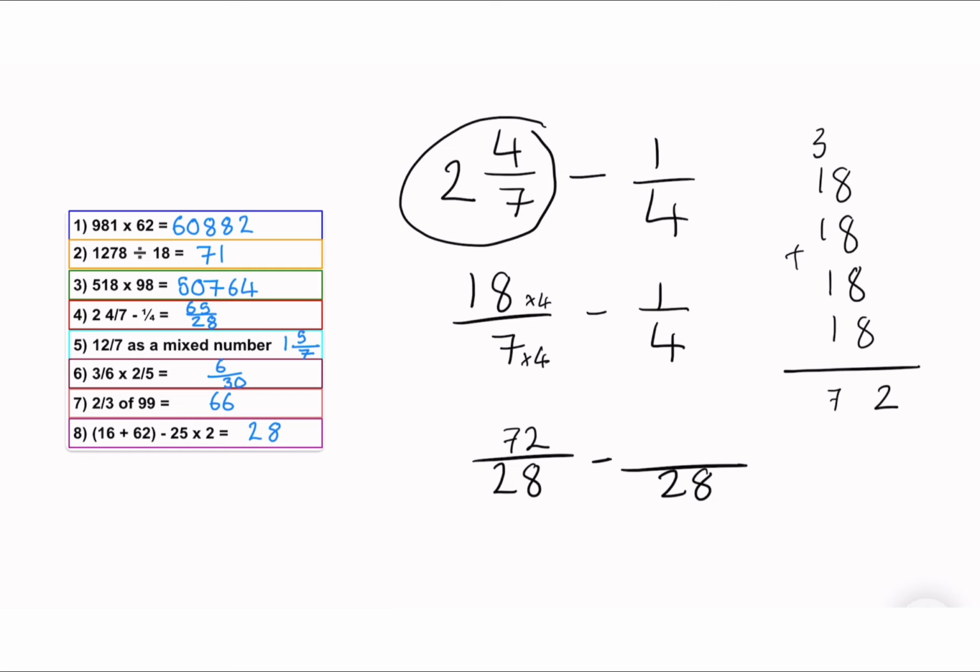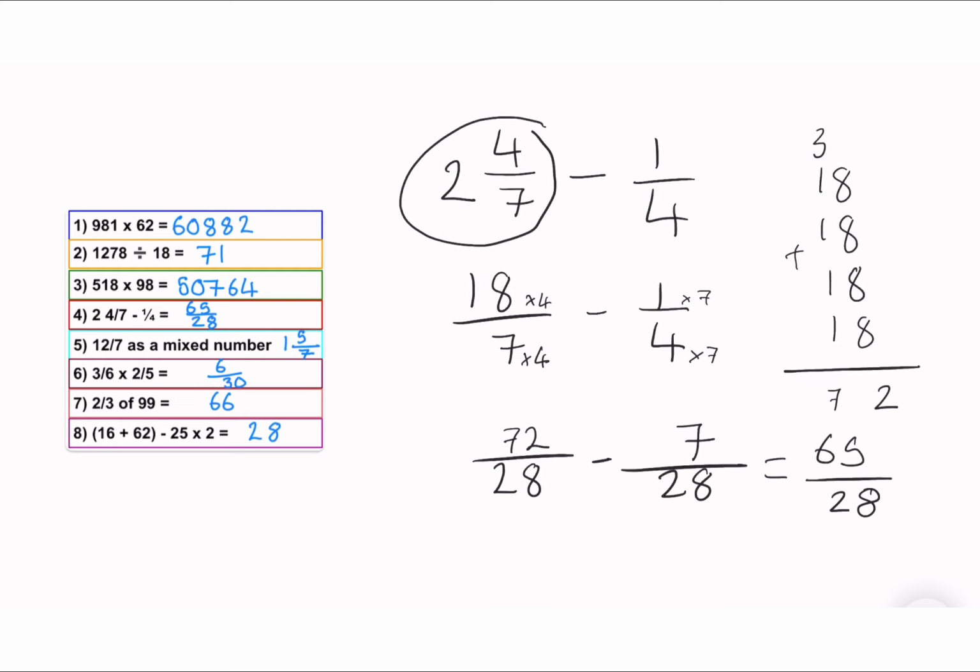And then what did I times 4 by to get to 28? I times it by 7. So what I do to the bottom, I must do to the top. 1 times 7 is 7. So now 72, take away 7 is 65. And we keep our denominators the same, so it's 65 28ths. Now, you can simplify that and make it into a mixed number again, but for now, we're leaving it like that.